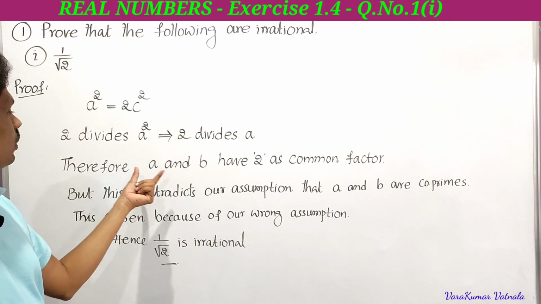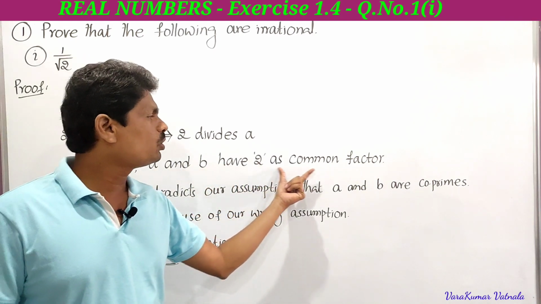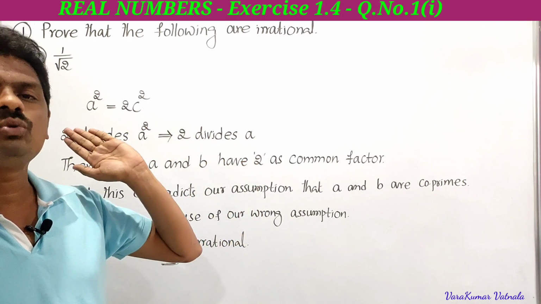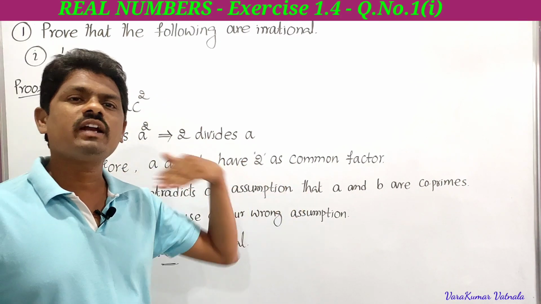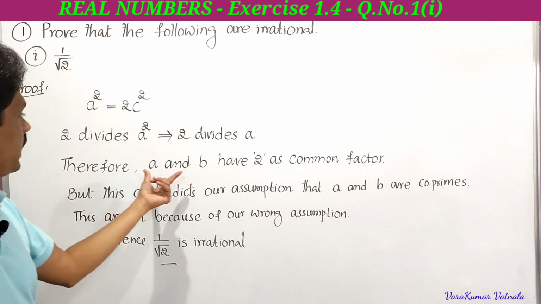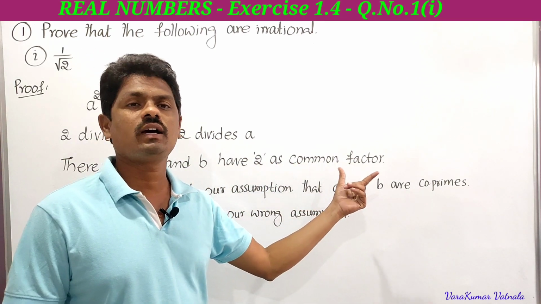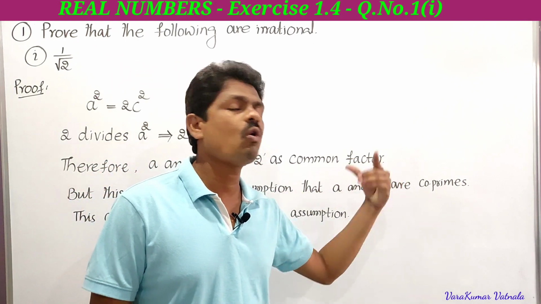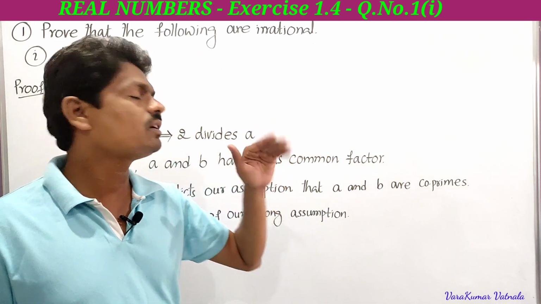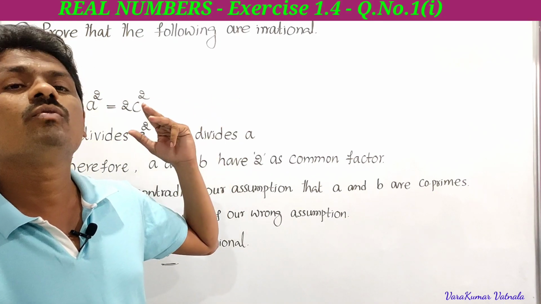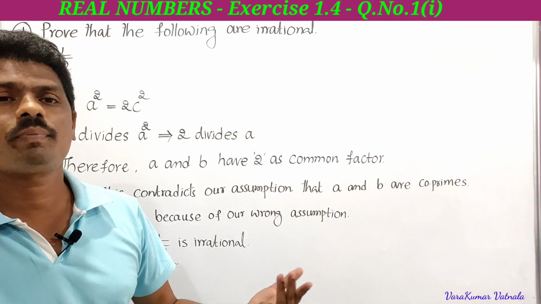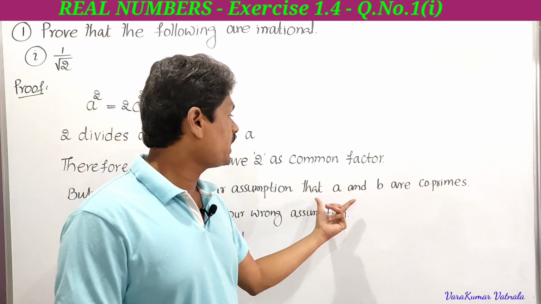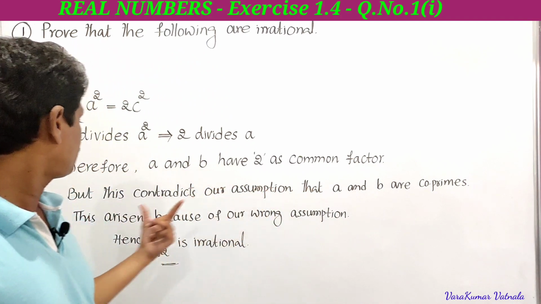So therefore a and b have 2 as a common factor. We have 2 divides b and 2 divides a. 2 is a factor of a and 2 is a factor of b. Therefore a and b have 2 as a common factor. But this contradicts our assumption that a and b are co-primes. In the very first starting, we thought that a and b are co-primes, but co-prime means there are no common factors. But here a and b have 2 as a common factor.